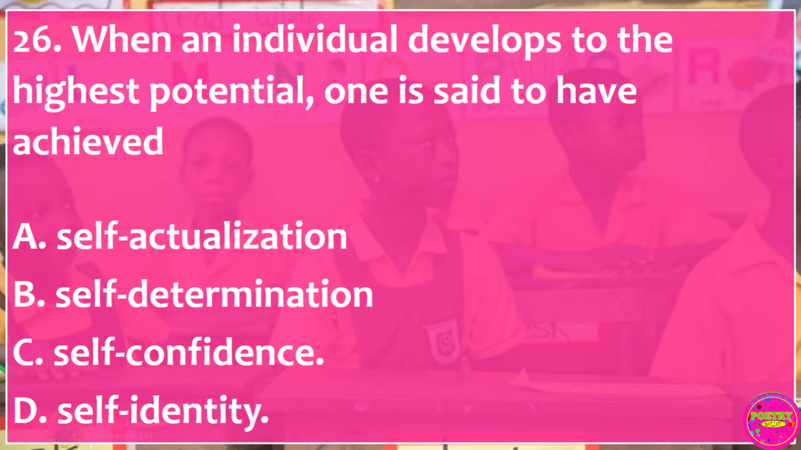Question 26. When an individual develops to the highest potential, one is said to have achieved A. Self-actualization. B. Self-determination. C. Self-confidence. D. Self-identity. The correct answer to this question is A. Self-actualization.